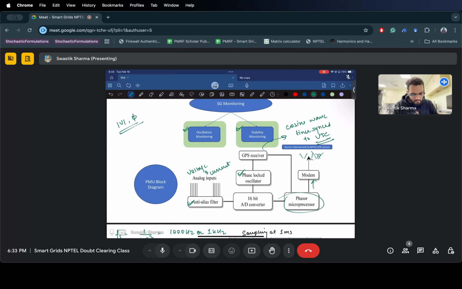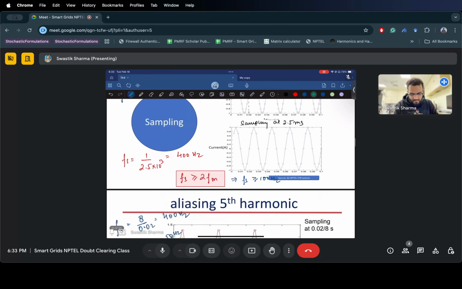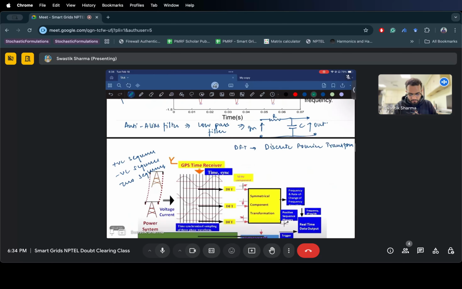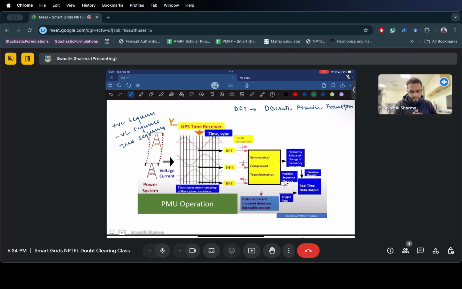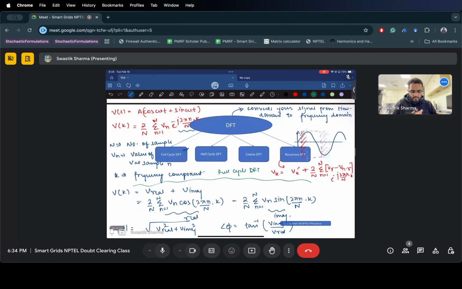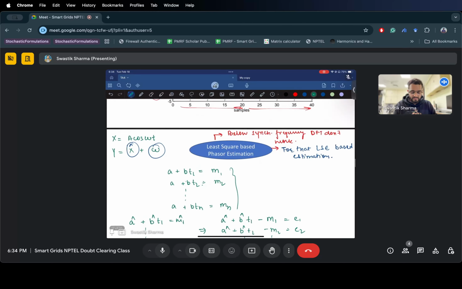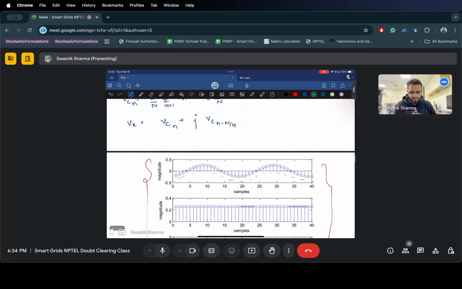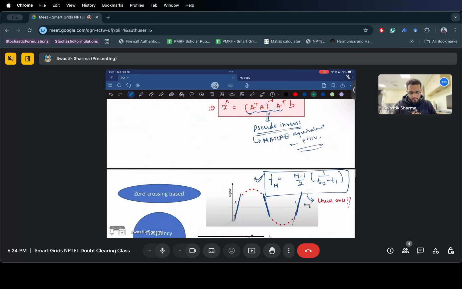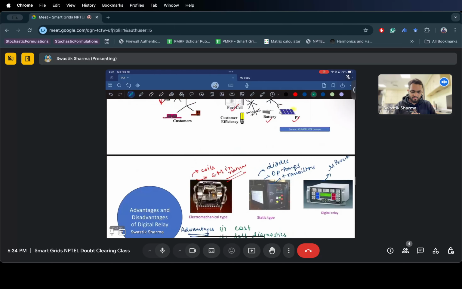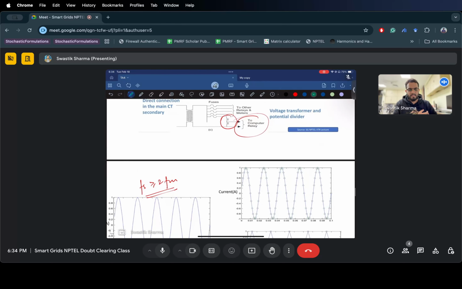Then we discussed sampling, and how sampling affects the frequencies and higher frequency components. What is an anti-alias filter and how we can filter out these components. We discussed in detail what really happens inside a PMU. Then we discussed the discrete Fourier transform, phasor estimation based on the discrete Fourier transform and least square error based methods, and frequency estimation based on zero crossing and phasor based methods. Then we discussed protection schemes. We just started with protection schemes and we'll discuss more on this in the coming weeks.